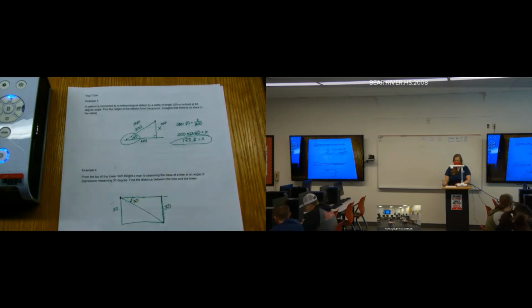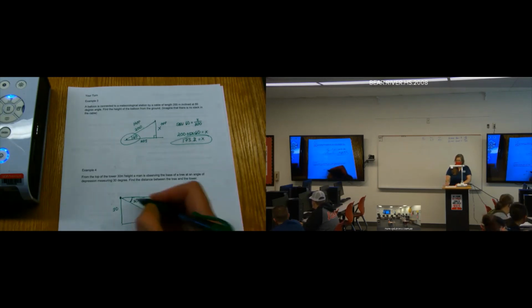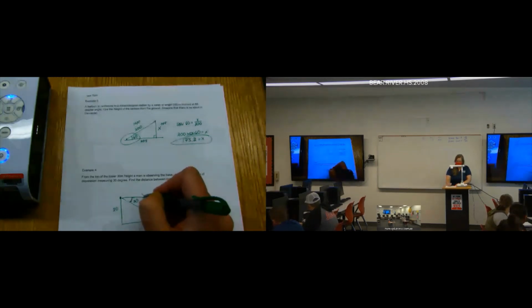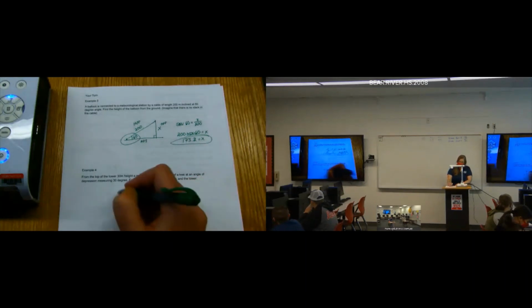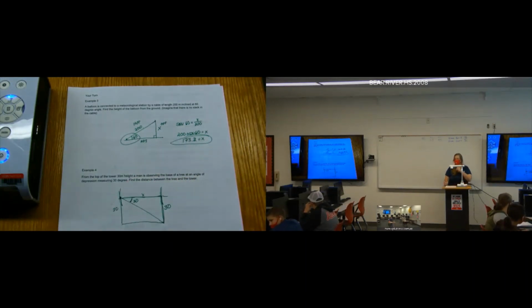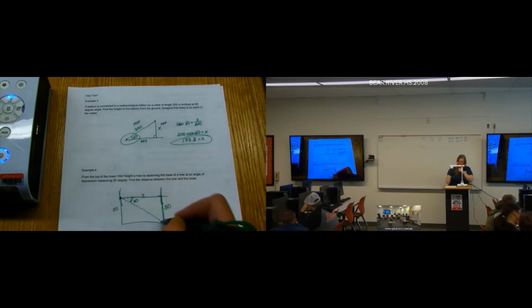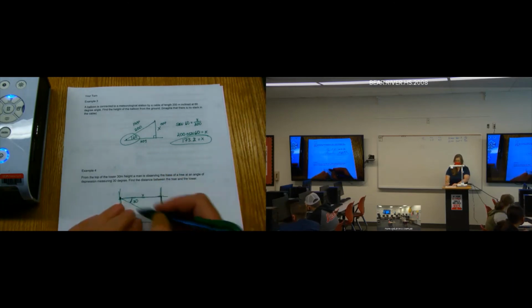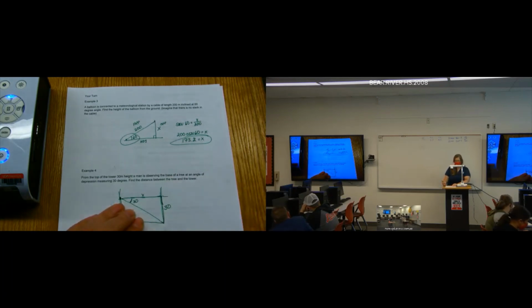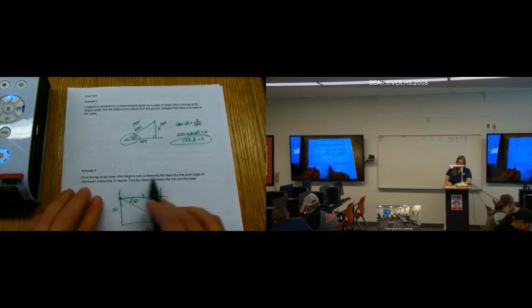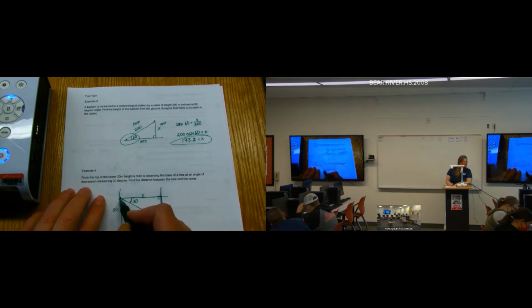30. What am I trying to find? Is it this one or is it this one? The distance between, here's the tree, here's the tower. I just need to find the distance, not the distance between the base of the tree and him, but between here and there. So this is my triangle. Which one am I going to use? But it says the base of the tree. He's observing the base of the tree. It says find the distance between the tree and the tower.